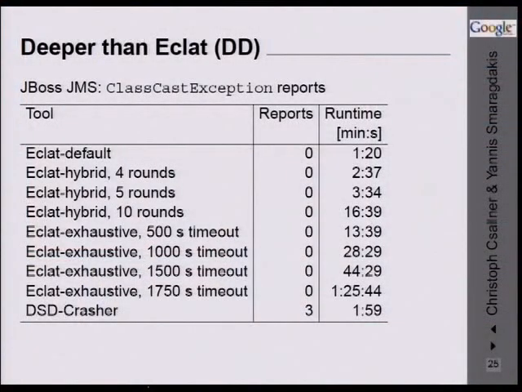And it also finds more bugs, because it finds those deeper bugs. Here I have the JBoss JMS components and only the class cast exception reports. DSD-Crasher found 3 of those class cast exceptions in 2 minutes. I tried several configurations of Eclat, and I was not able to reproduce those 3, although Eclat searches for class cast exceptions.